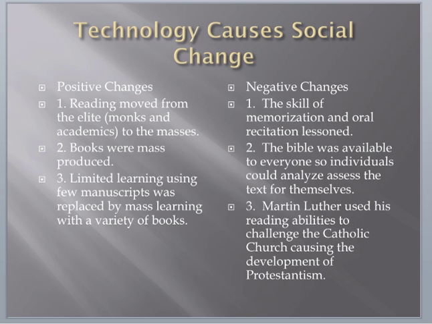And then the third example would be Martin Luther King used his reading abilities to challenge the Catholic Church, causing development of Protestantism. So he, and this is just an example, used the written word to really challenge what everyone just kind of accepted before that time. So the written word is very powerful and people can read into it a lot of different ways. And so by having that printing press introduced, a lot of social change occurred because of that.